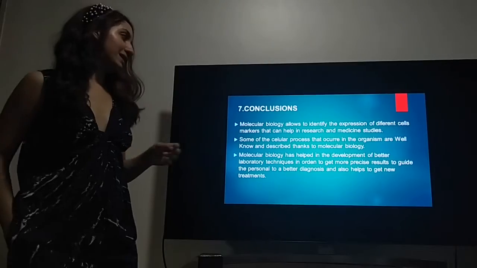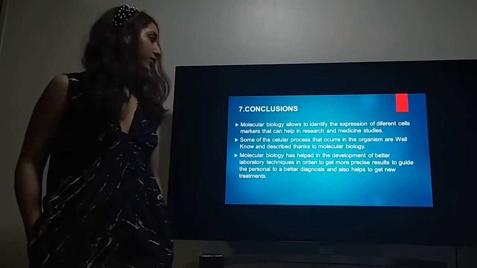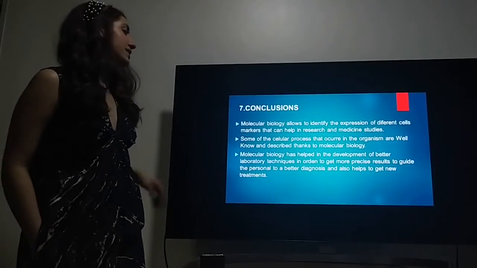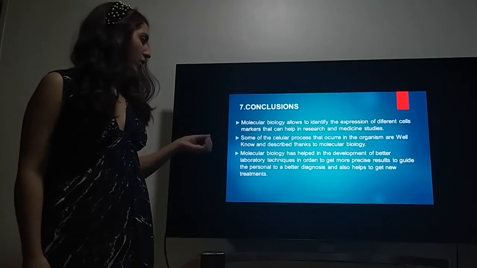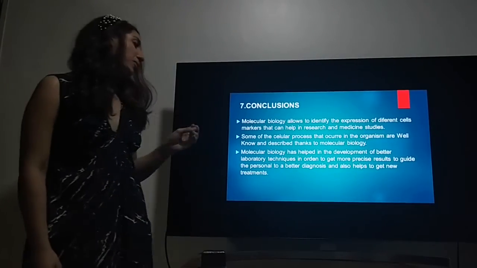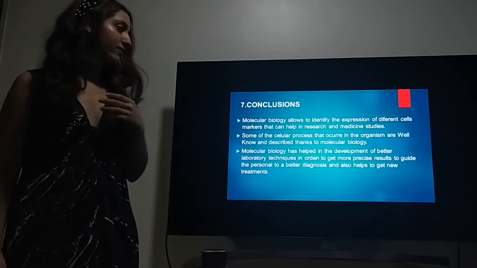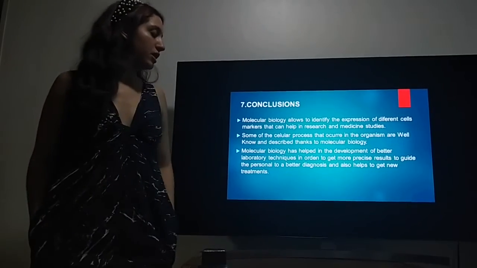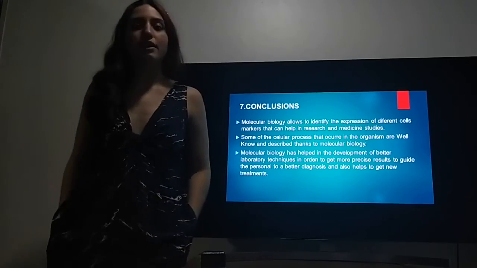So in conclusion, we had that molecular biology allows us to identify the expression of different cell markers that can help in research and medicine studies. The second one is that some of the cellular processes that occur in organisms are well known and described thanks to molecular biology. And the third one is that molecular biology has helped in the development of better laboratory techniques in order to get more precise results, to guide the personnel to better diagnosis, and also helps to get new treatments.